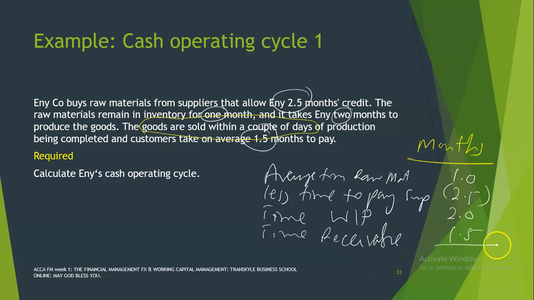So what is the cash cycle? Obviously, the cash cycle is the period taken to get cash into our hands. That's 1 minus 2.5, that's minus 1.5, plus 2, plus 1.5, which is 3.5 months.